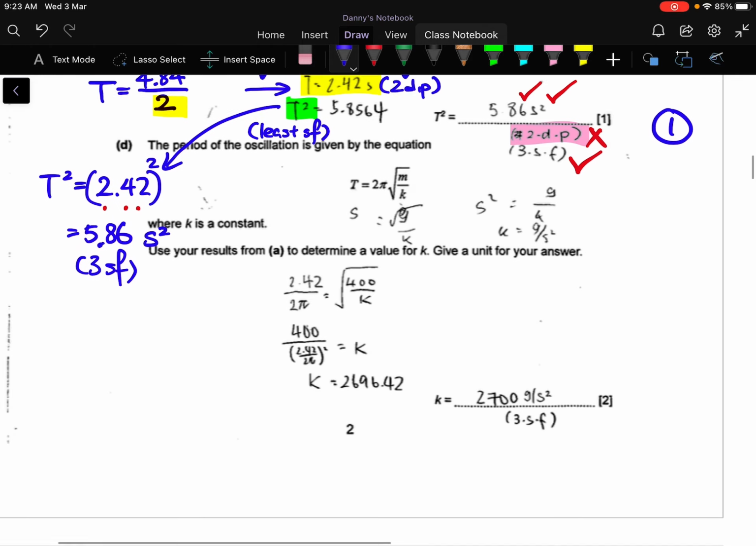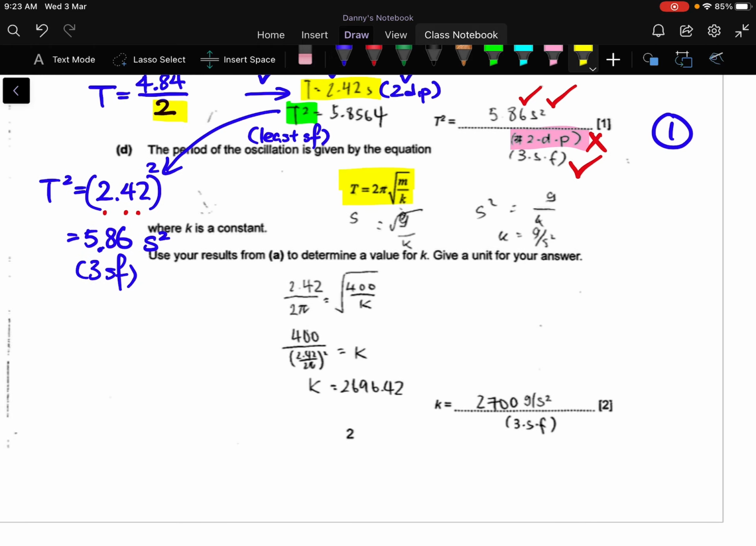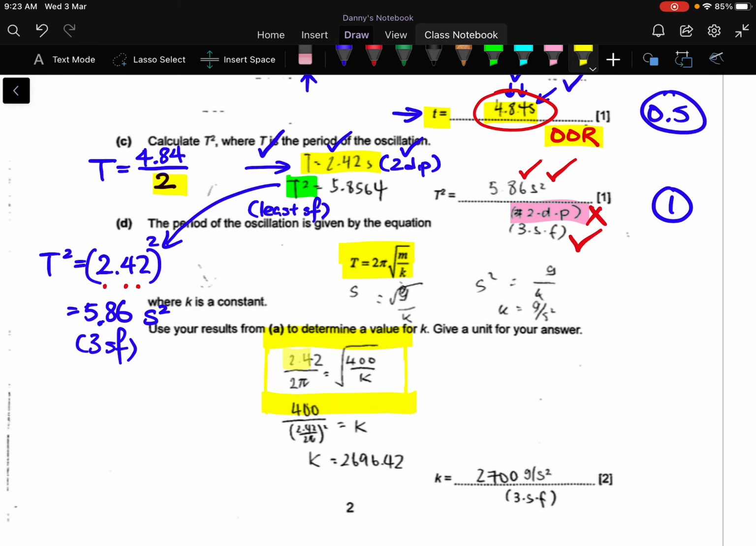Okay, after that, you are given the formula to describe this experiment. So they are saying to use your result in A to determine a value for k, and she did a good job. She did a full substitution with the precision written. So let's check. Capital T, 2.42, correct. The mass, 400 with 0 dp, correct. 2 pi. Okay, so down here, it is, of course, follow least SF rule. So down here, you need to follow the least SF rule of your readings. So what are readings? Readings are things that are not exact. So this is a reading, this is a reading. Your k and your 2 pi is an exact number.